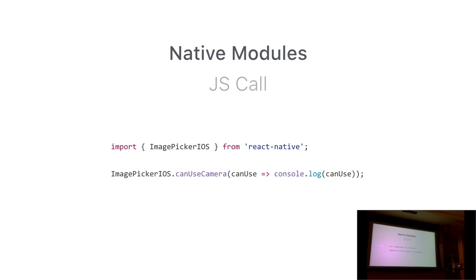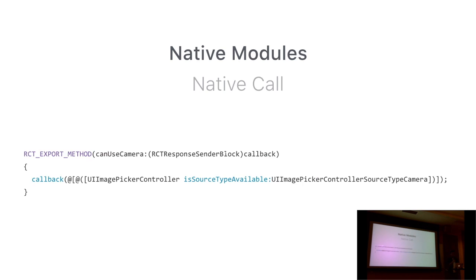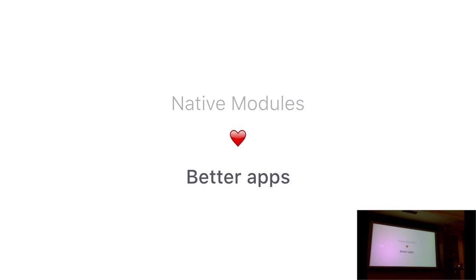And in fact, if we check out the source code, it turns out there is a native method somewhere inside the code that actually calls into the UIImagePickerController API, which is a native API in iOS, and asynchronously calls the callback that was passed from JS, passing the boolean which tells us whether the camera can be used or not. So it's just a single line of code.